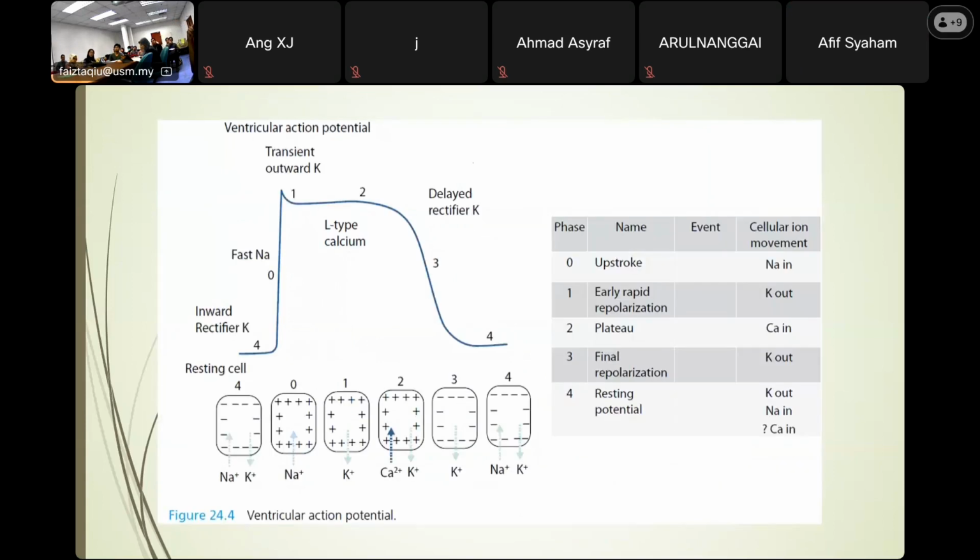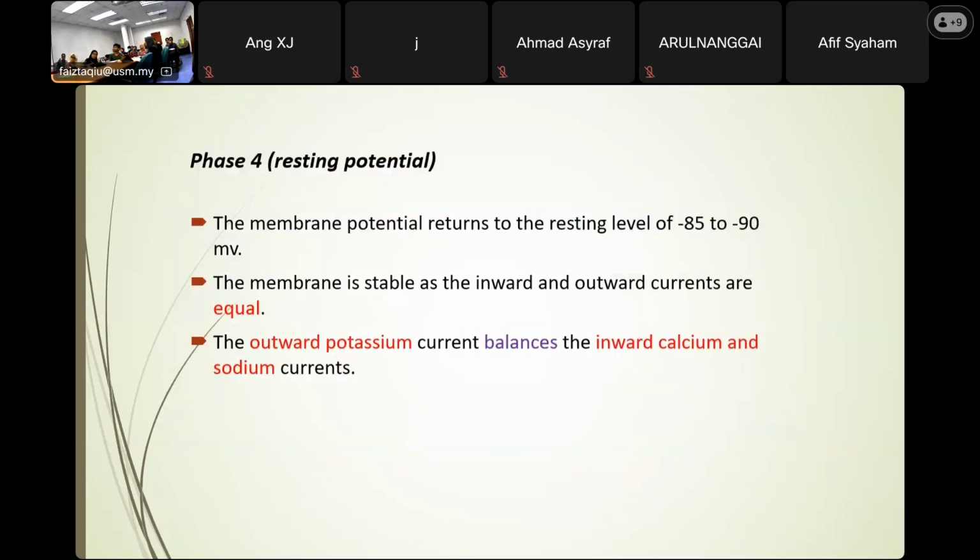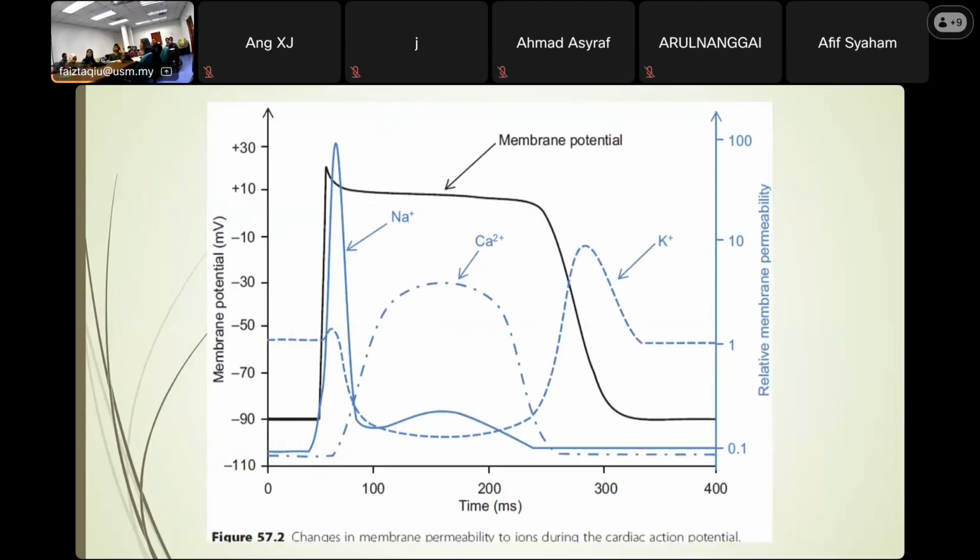I can anticipate naughty examiners will ask you, if they ask you in the viva, can you draw the ventricular action potential? At the same time, superimpose the graph of the ionic changes that happen throughout. So this is how they can ask.